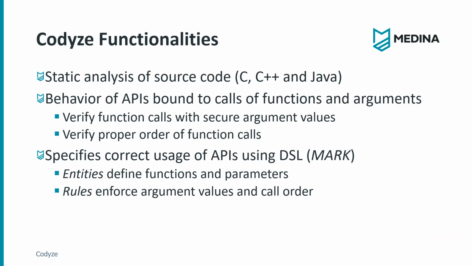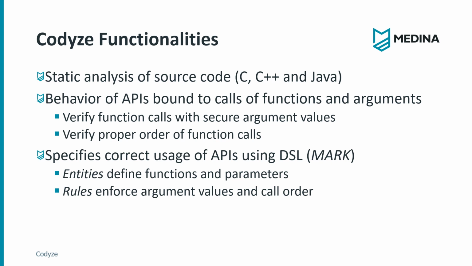With respect to the source code, Codyze performs static code analysis for C, C++, and Java projects. It analyzes the proper usage of APIs. The underlying premise is that the behavior of APIs is bound to function calls and arguments. Secure and correct usages of APIs rely on the use of good arguments and the proper order of function calls. Thus, Codyze verifies arguments and function call orders.